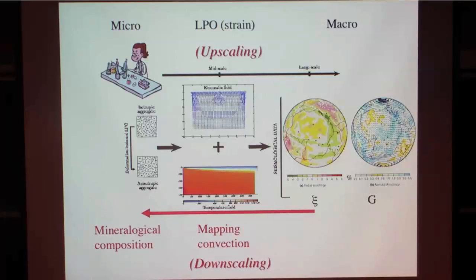And of course, what we have to do is the downscaling. We have long wavelength observations, and we have to interpret these observations in terms of convection and even, in the future, in terms of mineralogical composition.